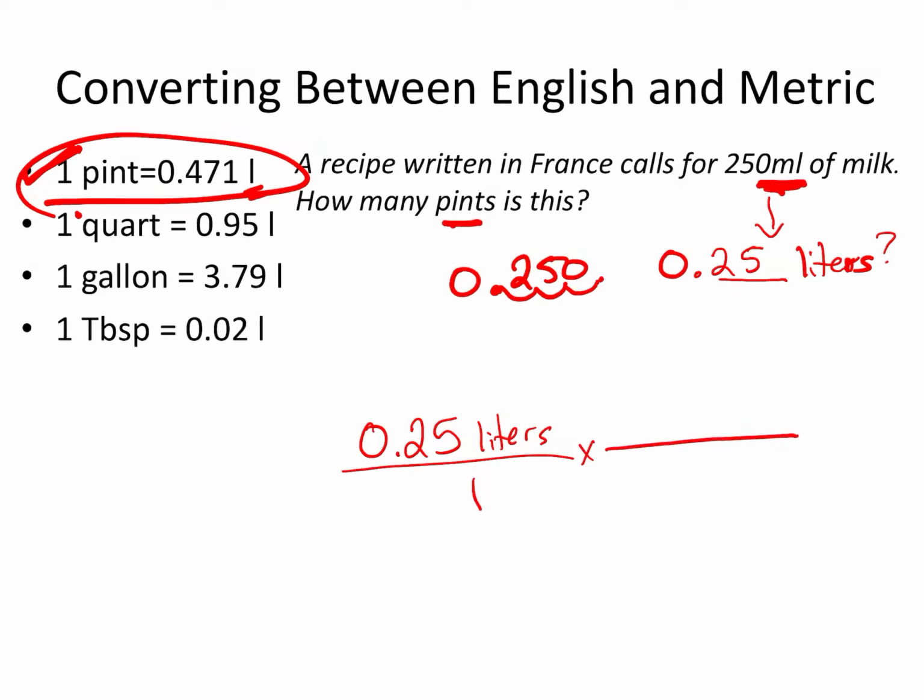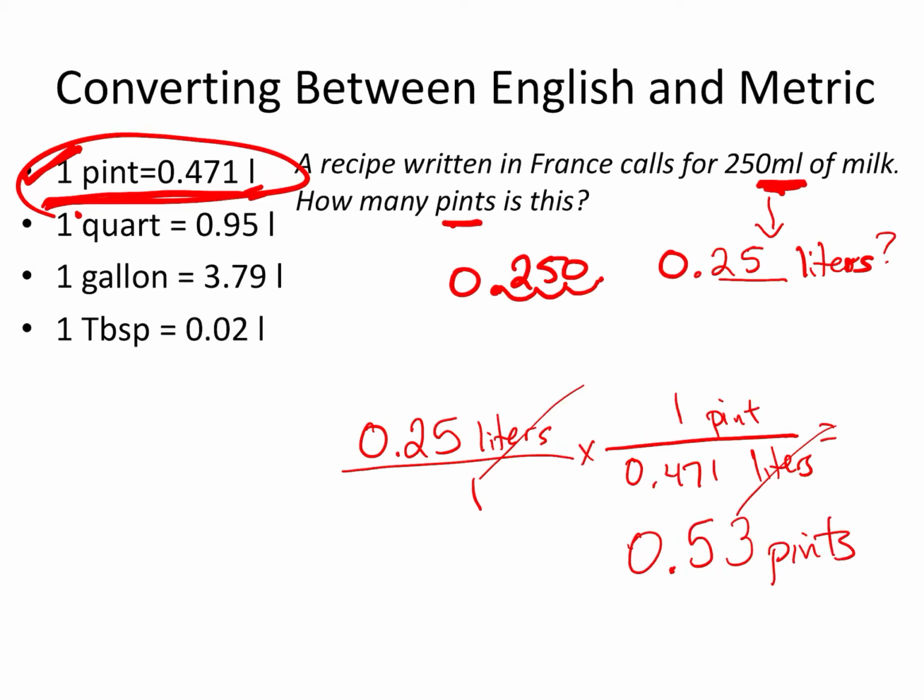Okay, so now let's look at our equation here, and we say that we want our pints on top because that's what the problem asks for, and we want our liters to cross out on opposite sides. So our liter, 0.471 liters to 1 pint. Okay, so that way when we do the math, our liters cross out. Our numbers are on opposite sides of the fraction, so we're going to divide. We're going to do 0.25 divided by 0.471. And this is going to give us 0.53 pints. Okay, so a little bit more than half a pint is what you're going to need, and that's what 250 milliliters looks like.